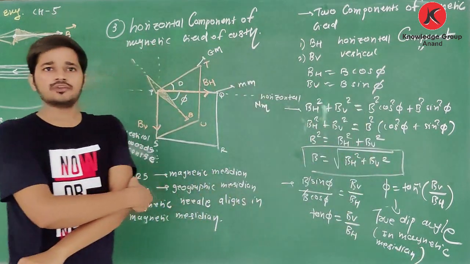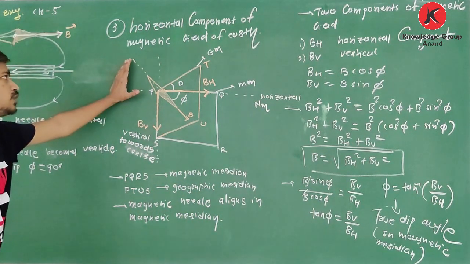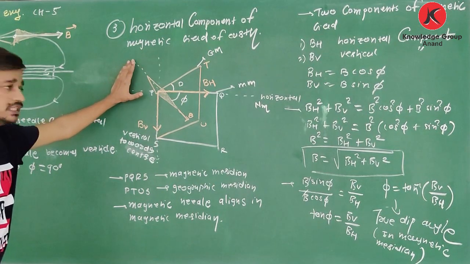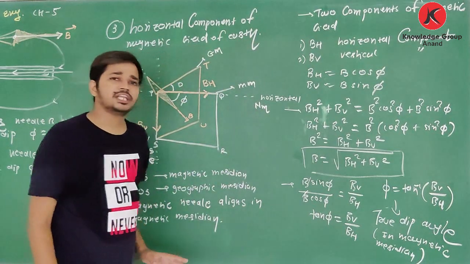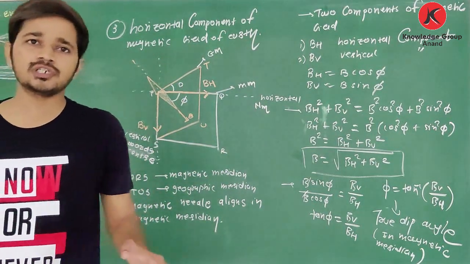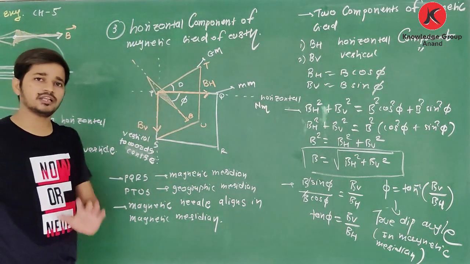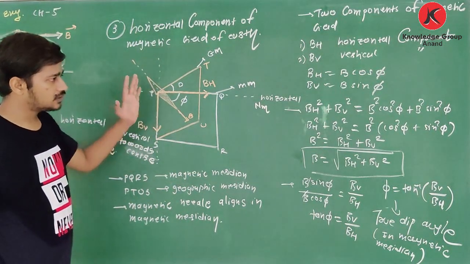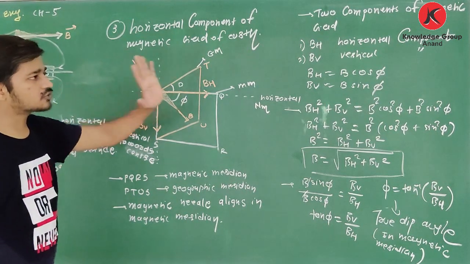Clear about this? So yes, this point you have to remember. Yes, this point is again important. The horizontal component of the magnetic field of Earth is towards magnetic north, because the magnetic field lines of Earth go from the south pole to the north pole. Clear about this? So yes, again this case is important. We will solve some questions based on this.